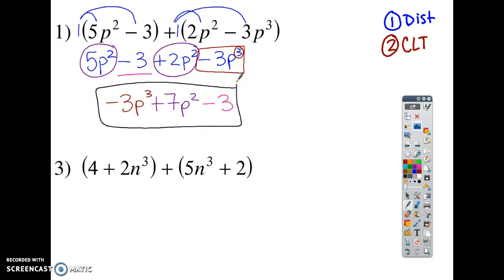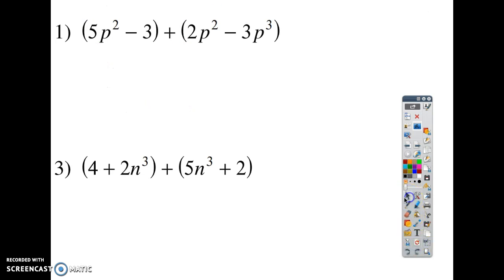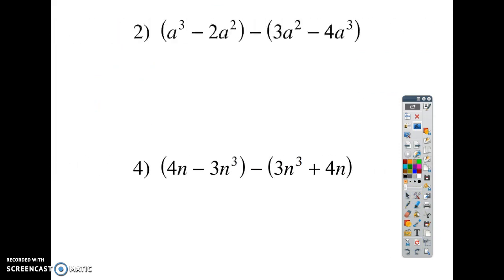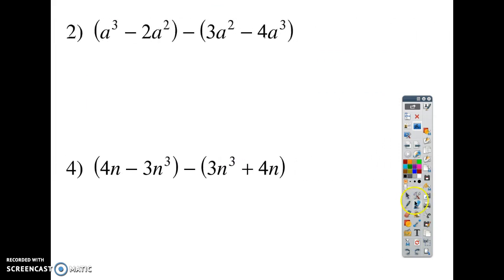Okay? If you're not sure, once you're doing your problems, I need you to go to the back and check your answers and see if it's the same. Okay? Problem number 2. Step number 1, distribute.